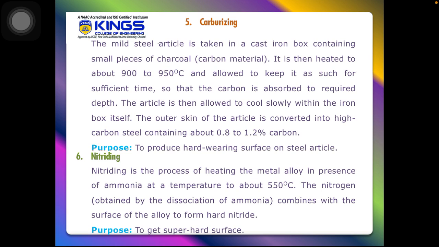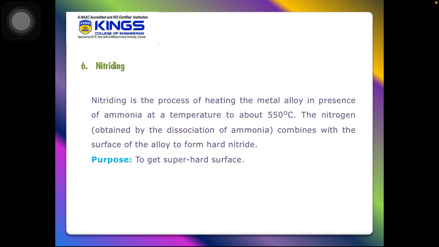The next heat treatment process is nitriding, the sixth one. Nitriding is the process of heating the metal alloy in the presence of ammonia at a temperature of about 550 degrees centigrade. The nitrogen obtained by the dissociation of ammonia combines with the surface of the alloy to form hard nitride. The purpose of nitriding is to get a super hard surface. This is nitriding.